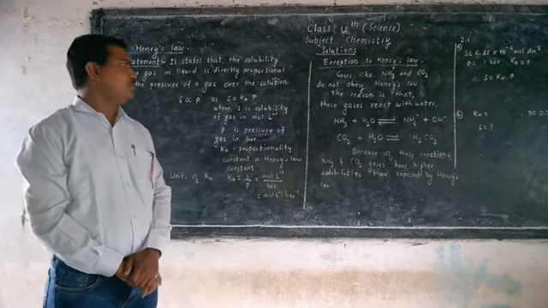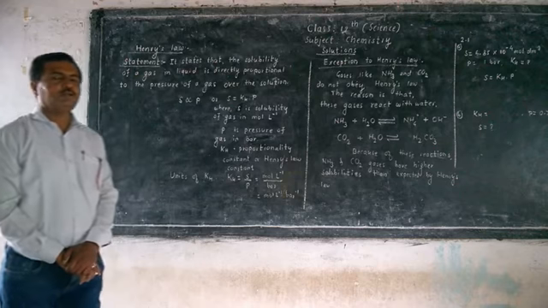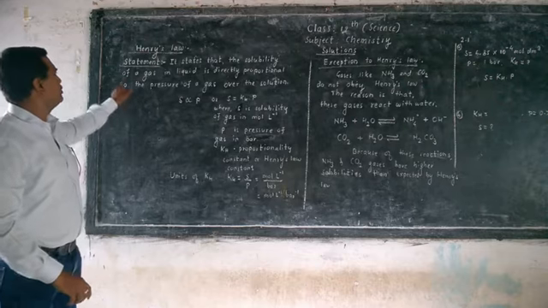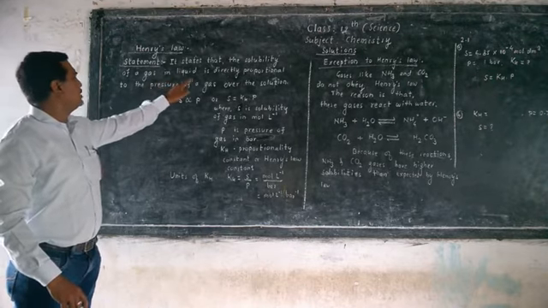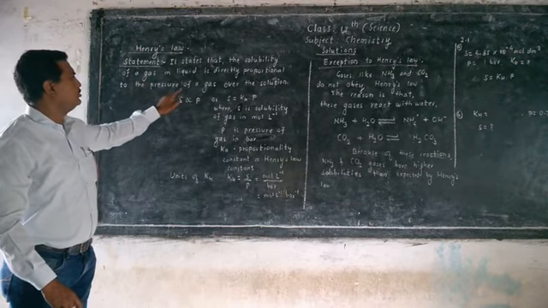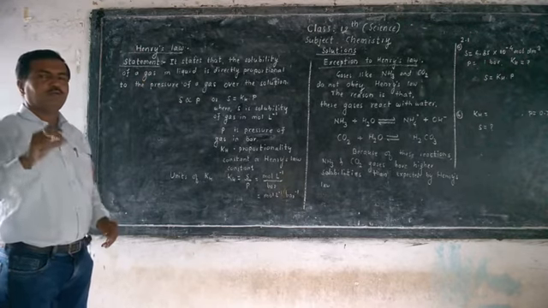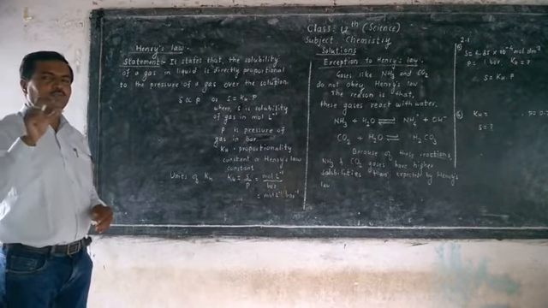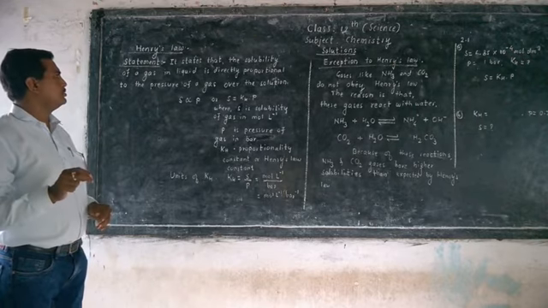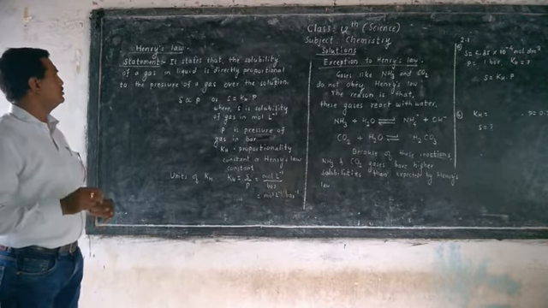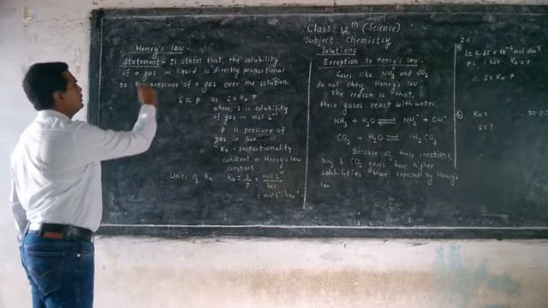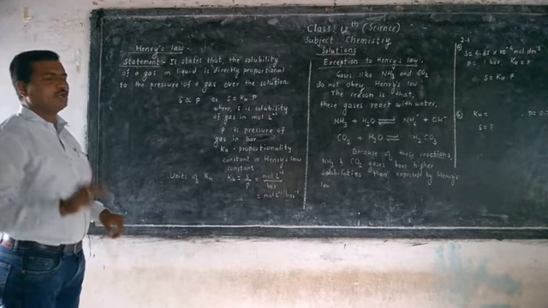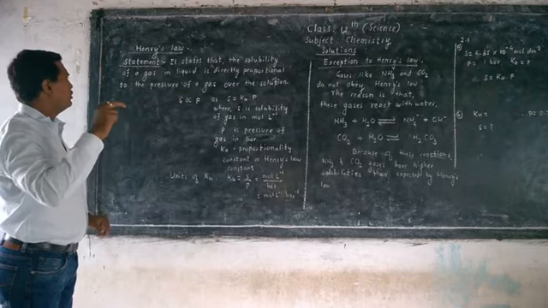Now, on the basis of solubility, here Henry's law is given. It states that the solubility of a gas in liquid is directly proportional to the pressure of gas over the solution. It means when we dissolve a gas in liquid, like carbon dioxide in water or oxygen in water, the solubility of gas in liquid is directly proportional to the pressure of gas over the solution. That depends upon the pressure of a gas.